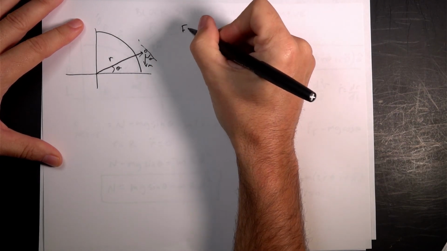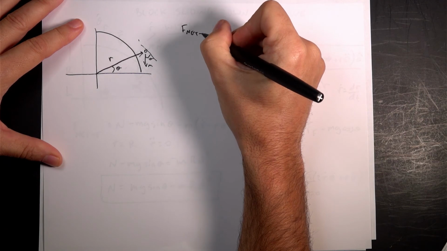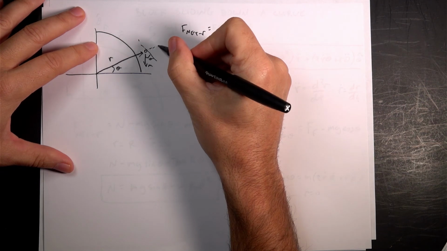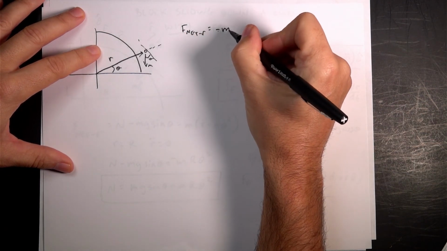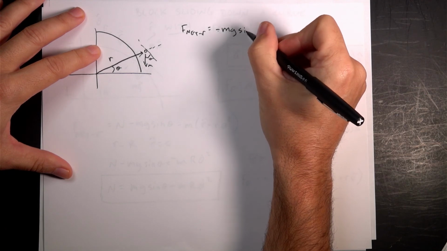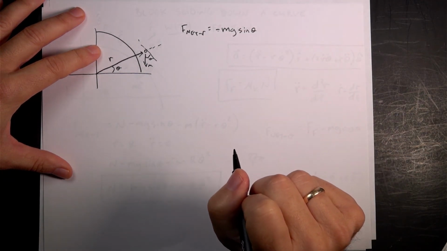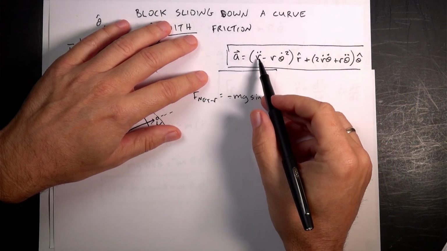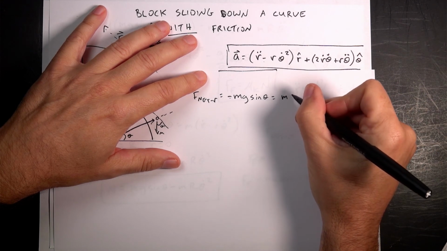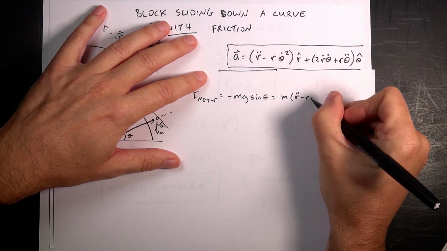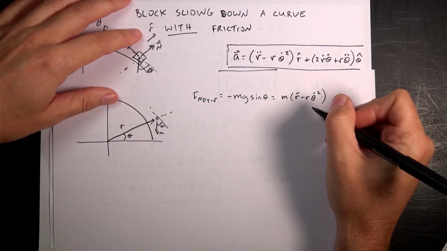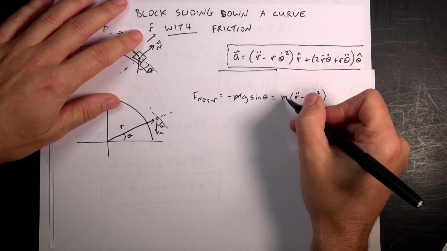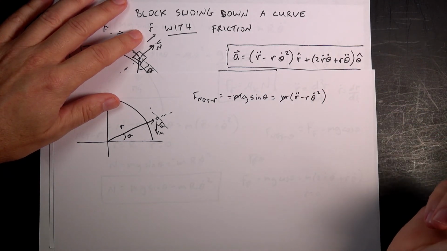So now we can say F net r is going to be equal to just the component of the gravitational force in the r direction, which is going to be negative mg sine of theta, just like before. We had that before. But now it's going to be equal to m times (r double dot minus r theta dot squared). That's the acceleration in the r direction. Okay, so the mass cancels. That's pretty nice. This is projectile motion in polar coordinates.